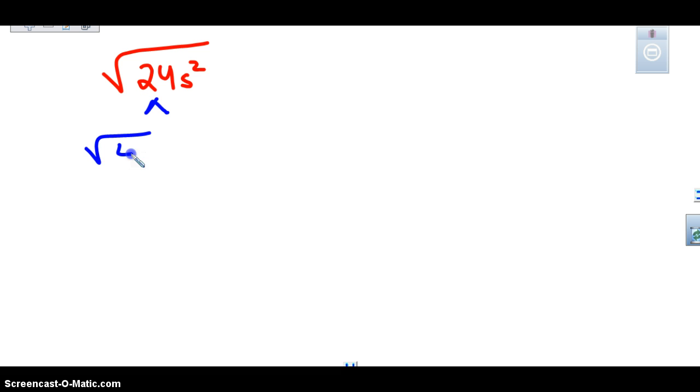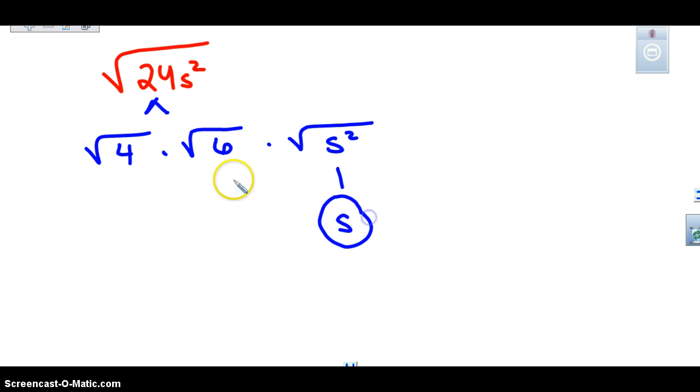If we have to simplify the square root of 24s squared, let's think about factors of 24 that are perfect squares. 4 times 6. What about the variable? Well, since there's a square, that means that the square root of s squared is s. What's the square root of 4? 2. Can I simplify the square root of 6? The factors are 1, 2, 3, and 6. Are any of those numbers perfect squares?